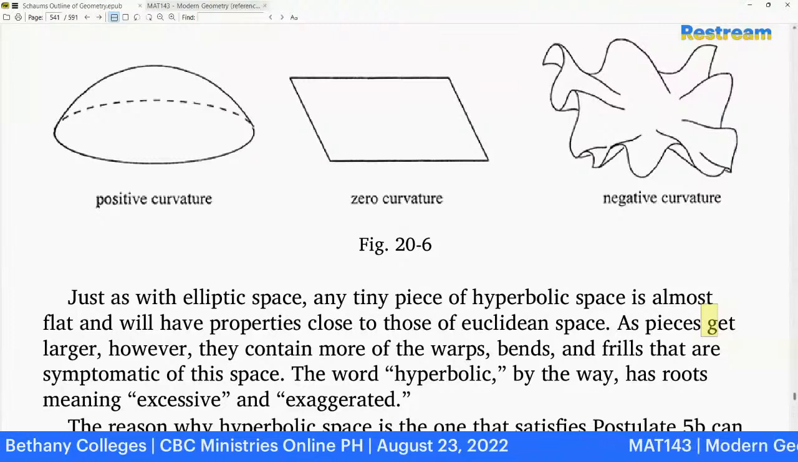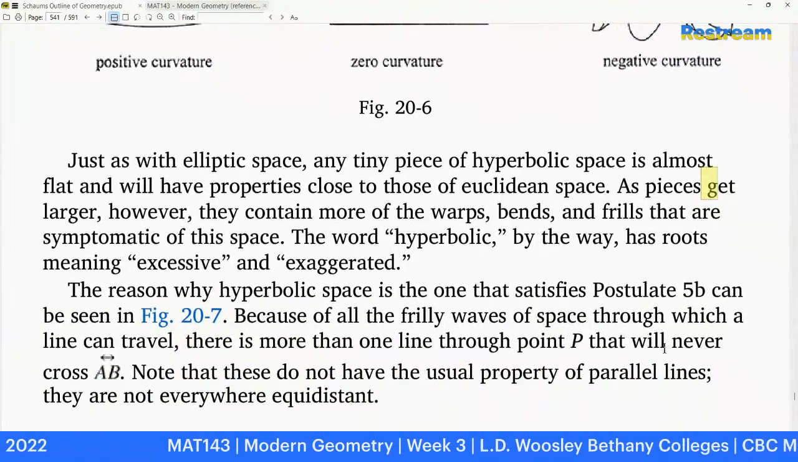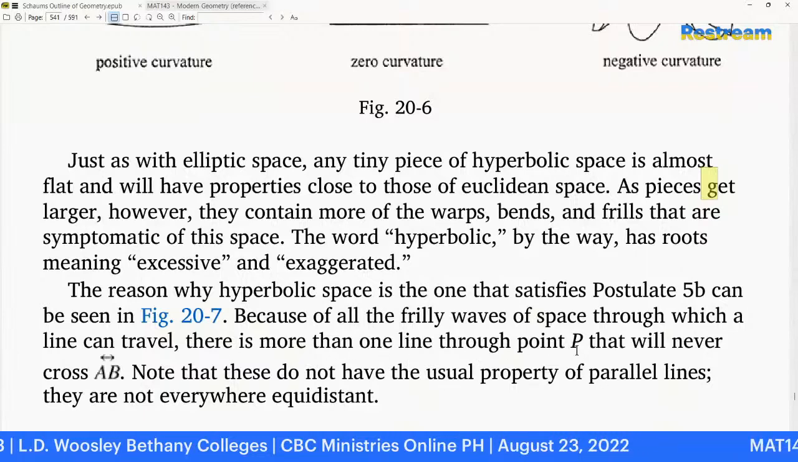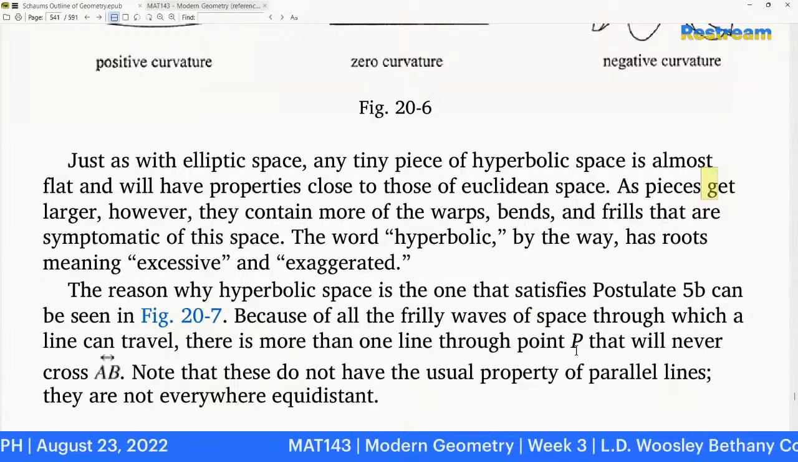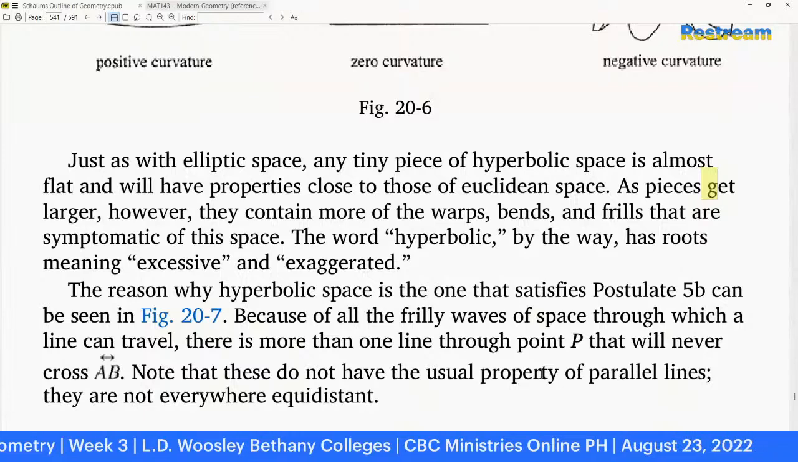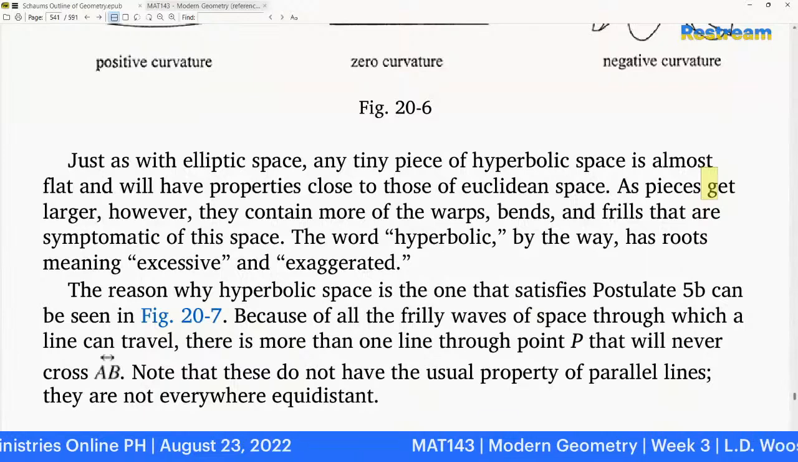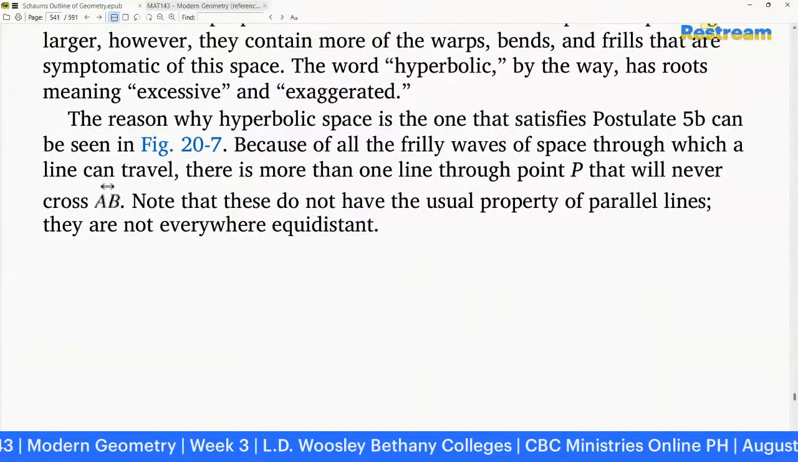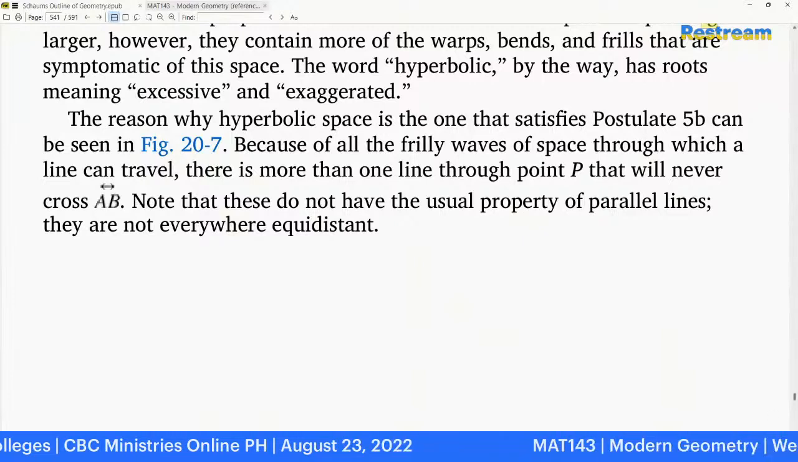So that's why if you go back to postulate 5b, in all of the free waves of space through which a line travels, there is more than one line through point B that will never cross AB. So meaning infinite na parallel lines. Note that they usually do not have the usual property of parallel lines. They are not everywhere equidistant, when we talk about hyperbolic space. Kaya possible na sa isang point, makakagawa ka ng as many parallel lines doon sa given line segment.